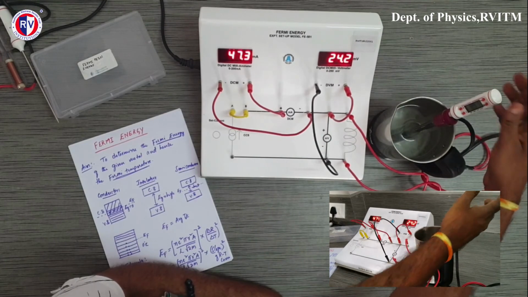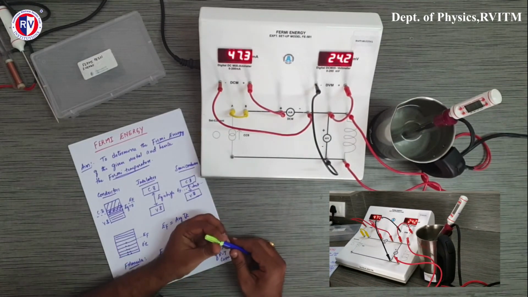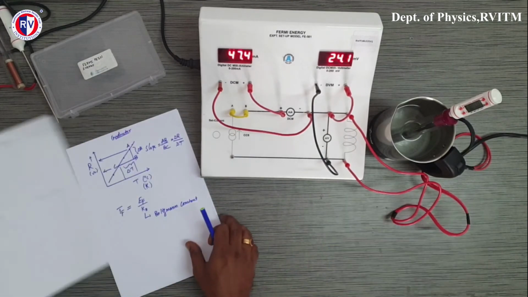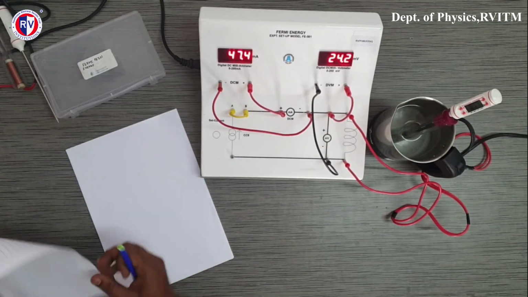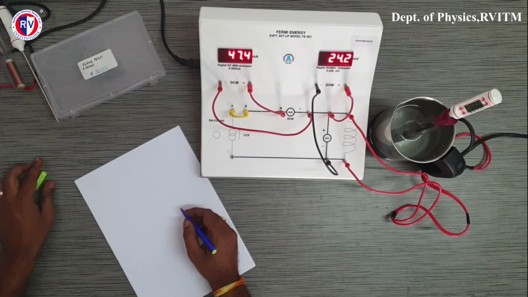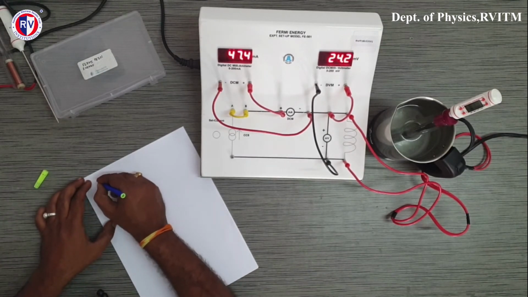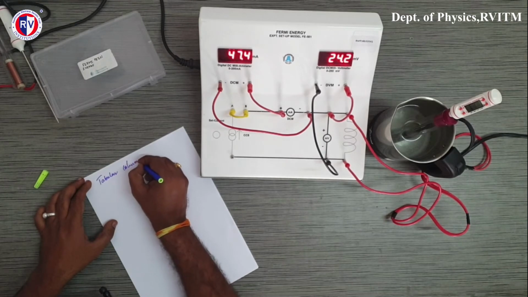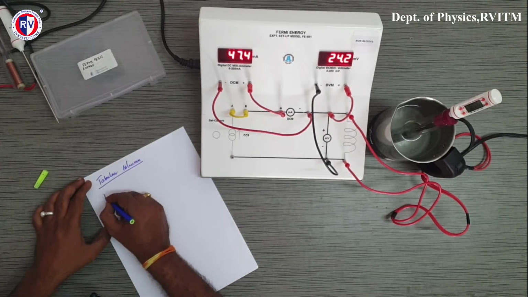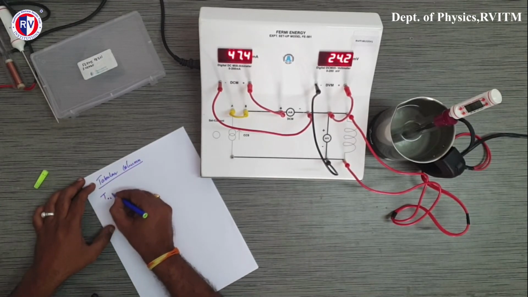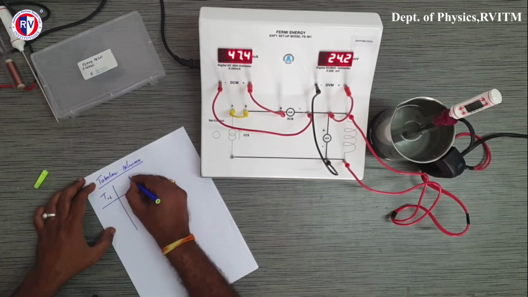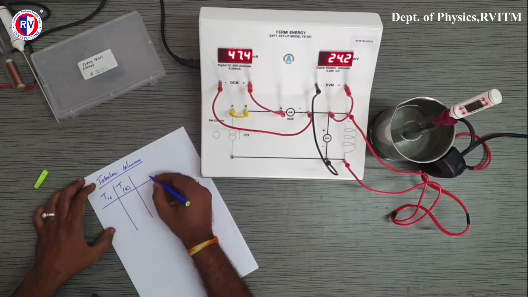In the cooling method, we will heat the water to a temperature above 80-85 degrees Celsius. Then you need to wait until it comes to a particular temperature, say for example 85 degrees Celsius. In this experiment, the tabular column is like this: temperature in degrees Celsius. Of course, you can convert into Kelvin also.